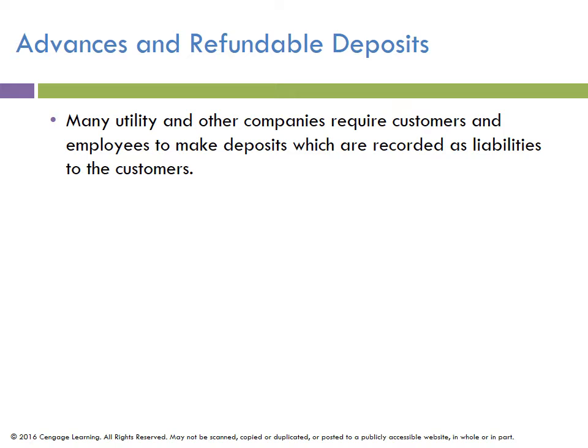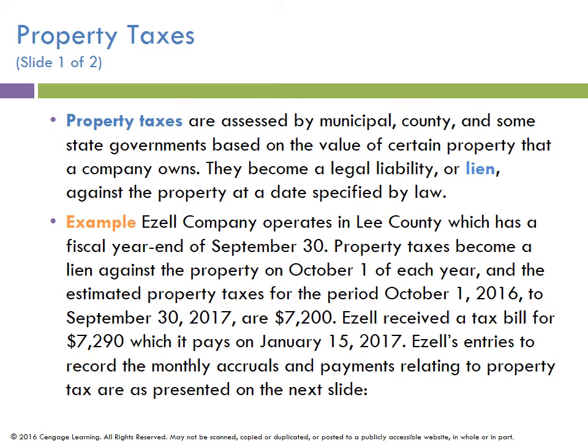Advances and refundable deposits. Many utility and other companies require customers and employees to make deposits, which are recorded as liabilities, unearned revenue, especially if they have to pay them back. Right? Property taxes. These are also a contractual obligation and create a liability.